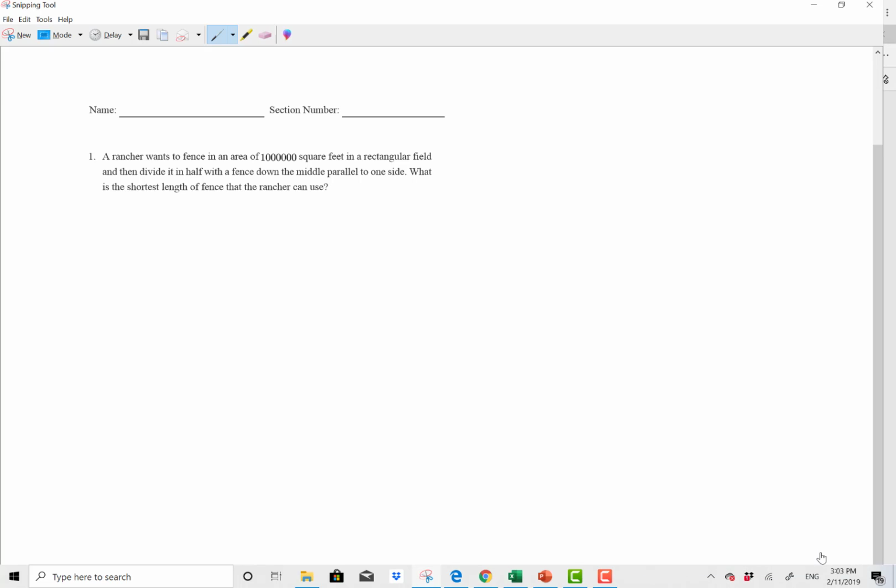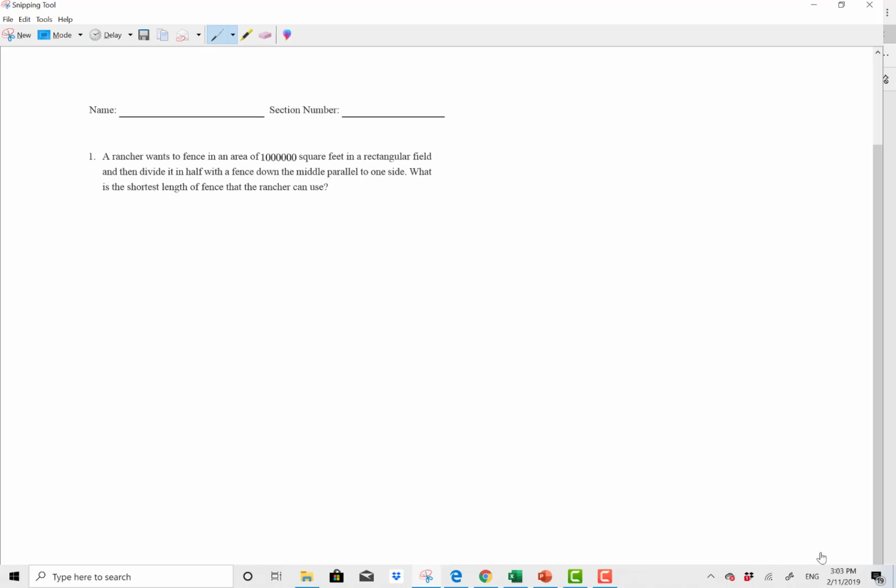Yes. So, hey TJ, how are you today? Let's see if we can start with the first problem. They said a rancher wants to fence in an area of 1 million square feet in a rectangular field and then divide it in half with the fence down the middle parallel to one side. What is the shortest length of fence that a rancher can use?